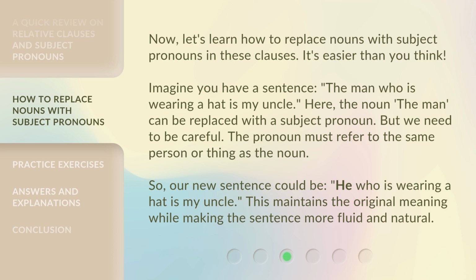But we need to be careful. The pronoun must refer to the same person or thing as the noun. So, our new sentence could be: he who is wearing a hat is my uncle. This maintains the original meaning while making the sentence more fluid and natural.